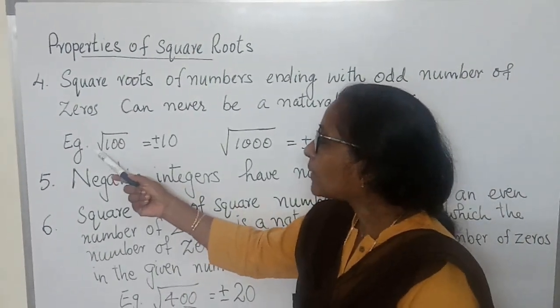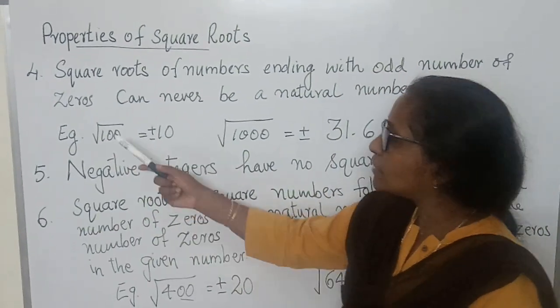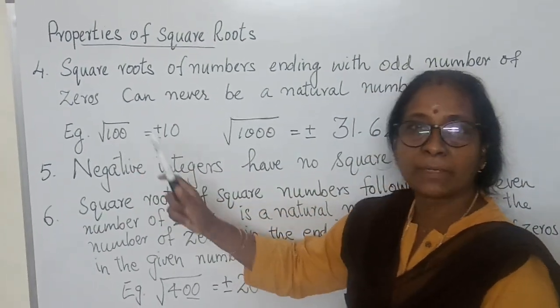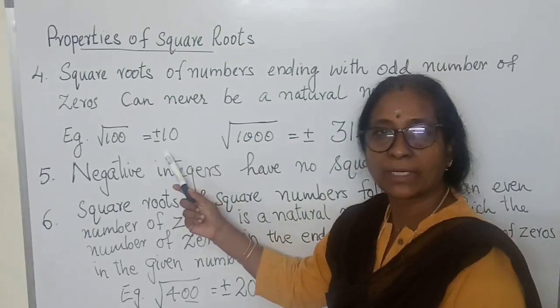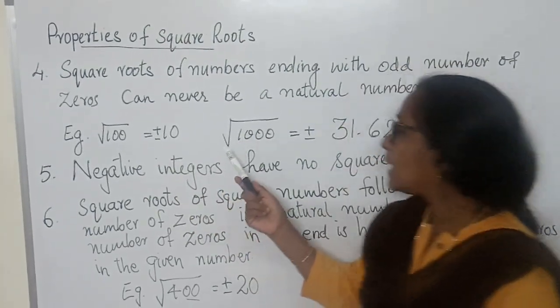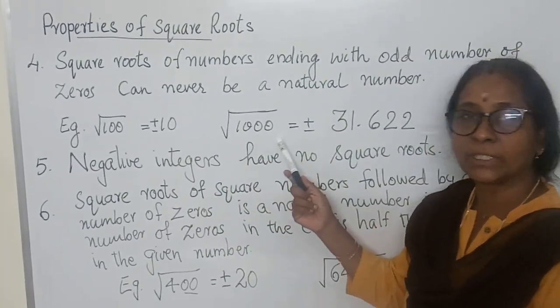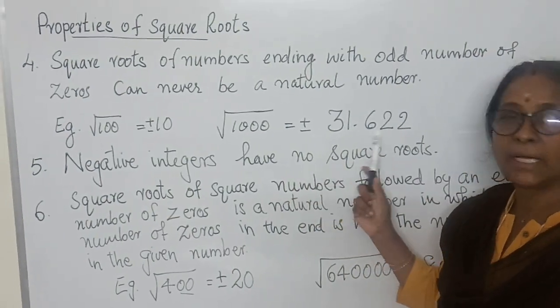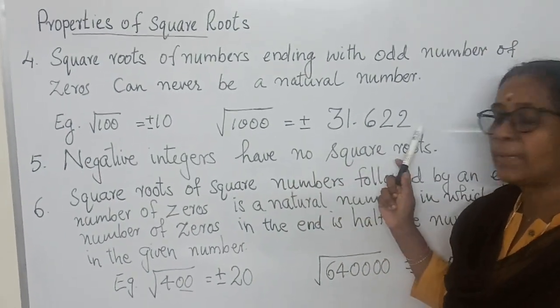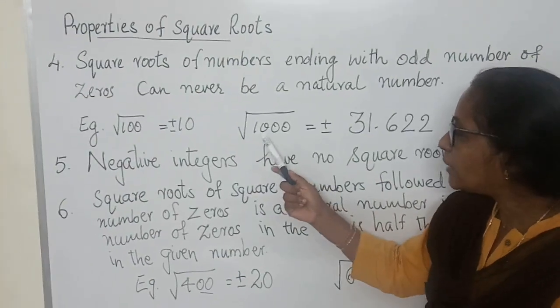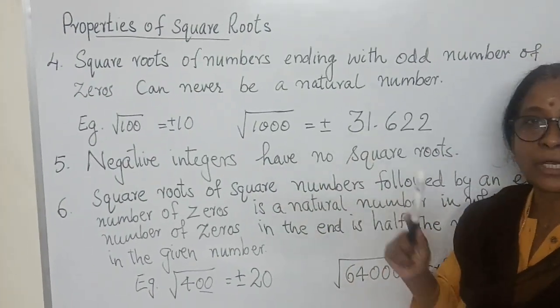You check here, root of 100. 100 has two zeros, an even number of zeros, so it is easy to find the square root. But if you find the square root of 1000, you will not get a natural number. It will be in decimals because here you have an odd number of zeros.